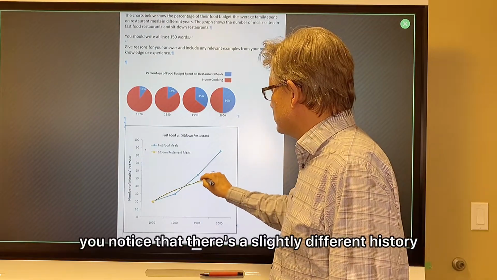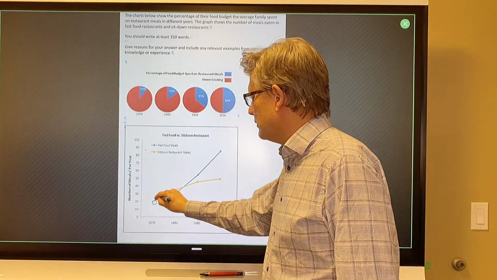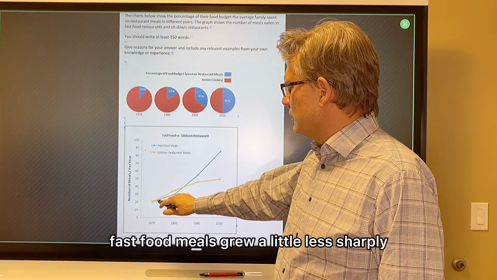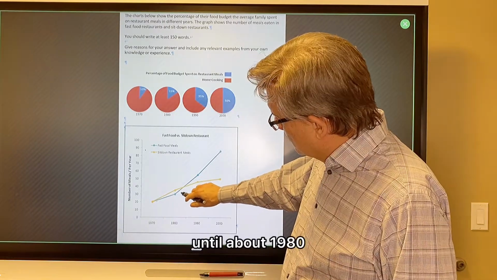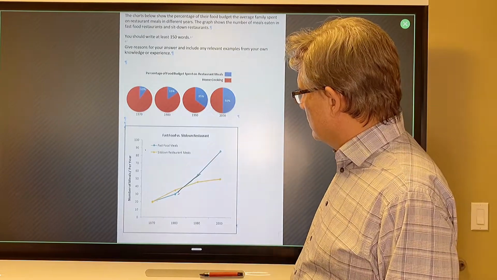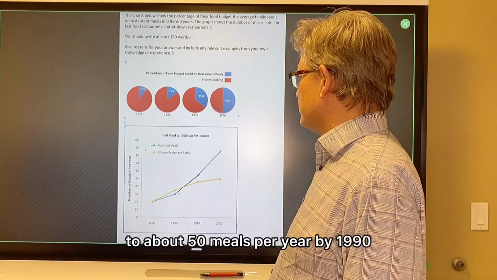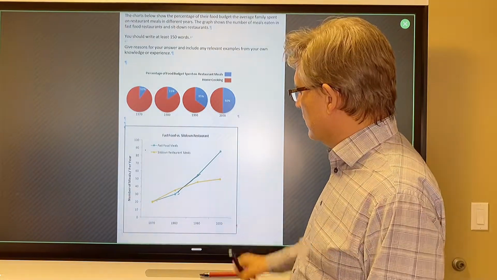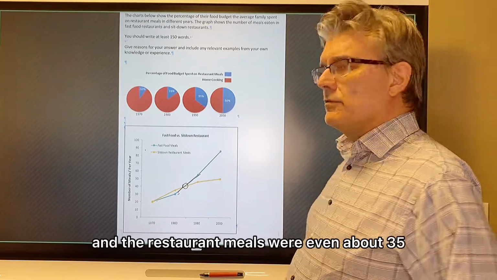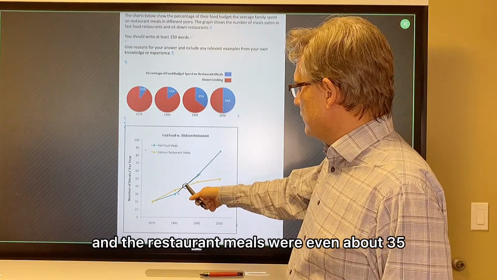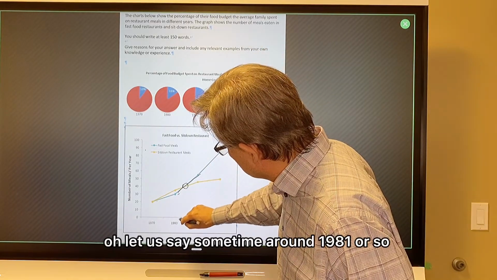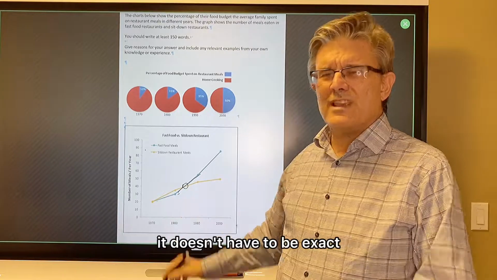Now you notice that there's a slightly different history to the takeout meals. Fast food meals grew a little less sharply until about 1980. Then there was a steep increase to about 50 meals per year by 1990. And you can see here where the sit-down meals and the fast food meals were even at about 35. So this happened, let us say, sometime around 1981 or so. It doesn't have to be exact.